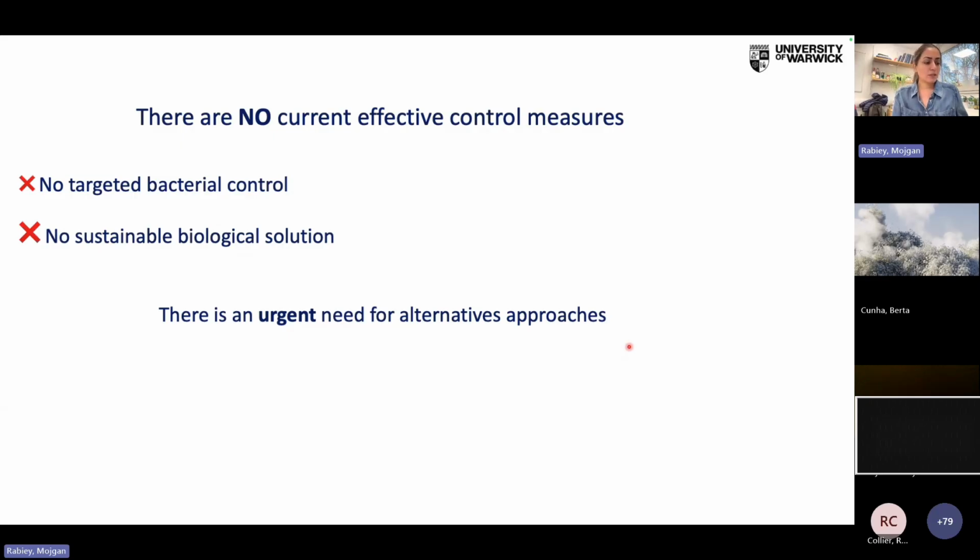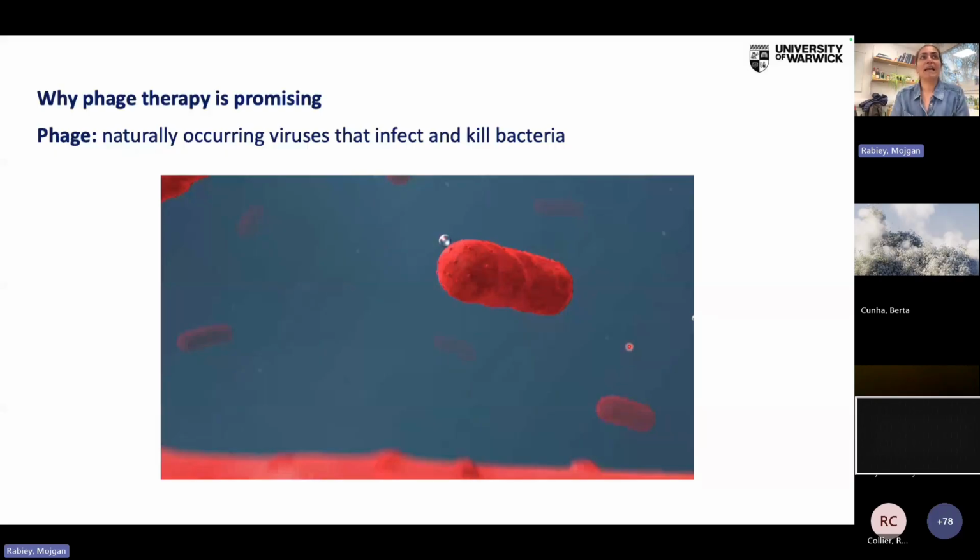So with no current control measures, as I said, there's no targeted bacterial control, no targeted blossom treatments, and no sustainable biological solutions. So therefore, there is an urgent need for fundamental alternative approaches. And one of those approaches includes using bacteriophage, or phage, naturally occurring viruses that infect and kill bacteria.